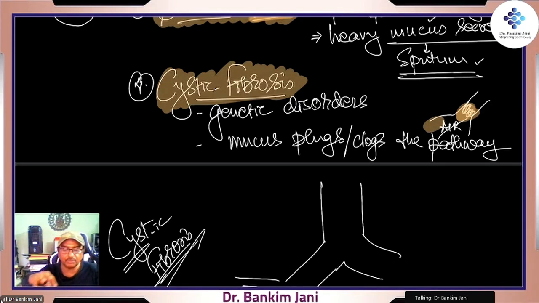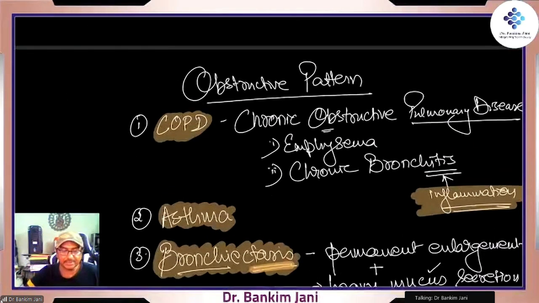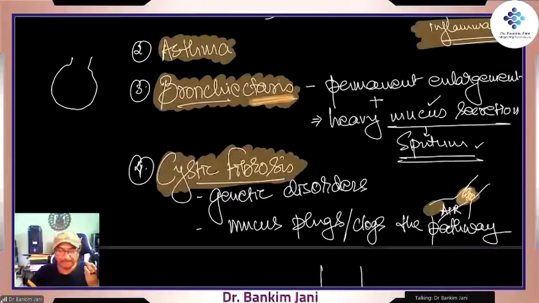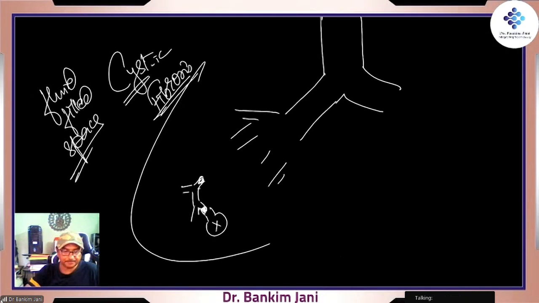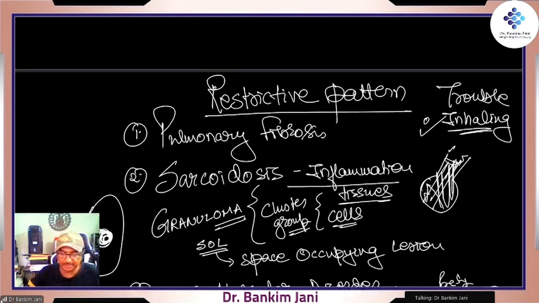That is the whole idea in all these cases, whether it is COPD, chronic obstructive pulmonary disease, where the lungs have failed to collapse, right? So that's why air is remaining there, more of the residual volume. Or the asthma, or the bronchiectasis, in which there is heavy mucus secretion, and cystic fibrosis, which is a genetic disorder. So the air spaces are just obstructed.